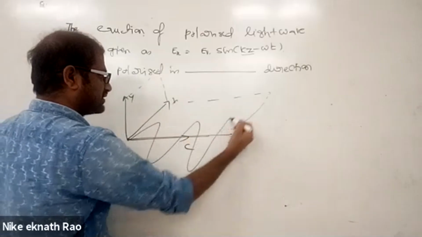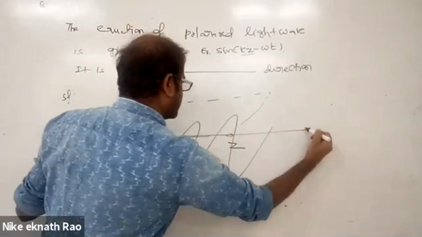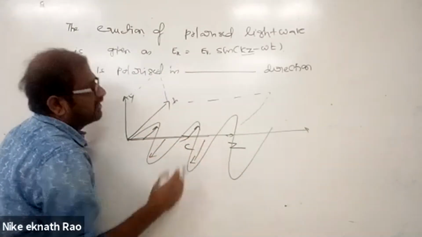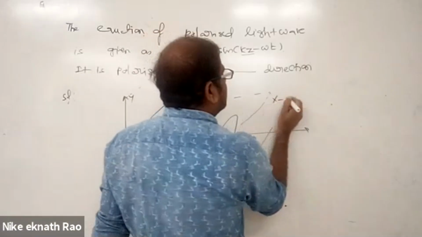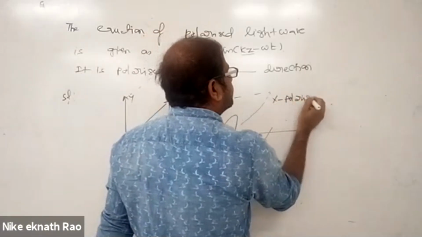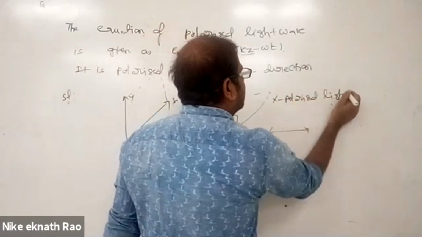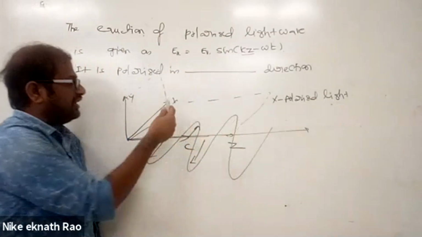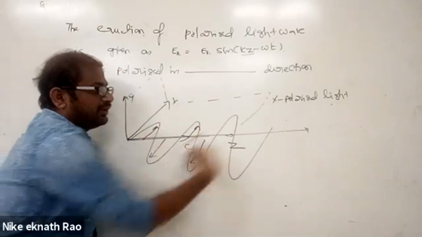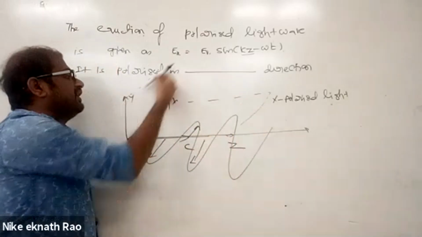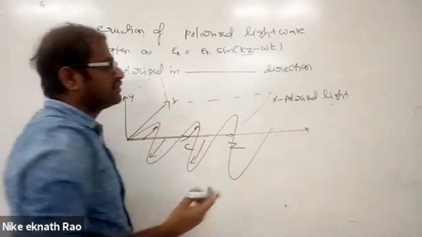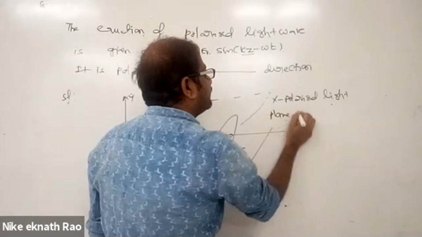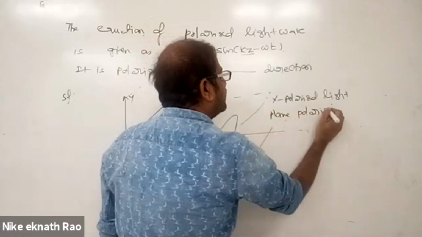Electric field vector is oscillating what? Parallel to x direction. As the electric field vector is always oscillating parallel to x direction, I can call it x polarized light. And as z is the propagation direction, the x electric vector is oscillating parallel to the x axis. It is in which plane? It is in the xy plane. So you can also call this x polarized light. You can say plane polarized light.